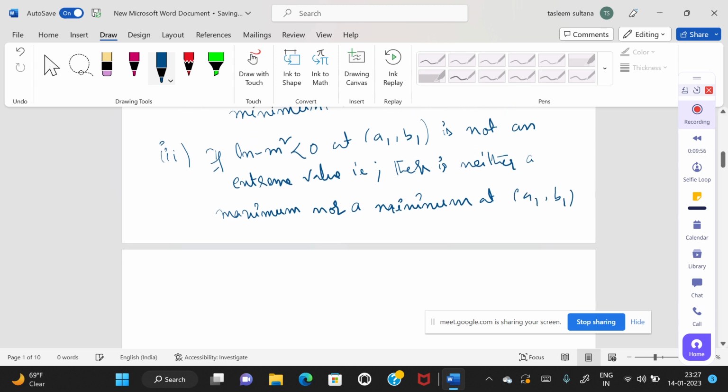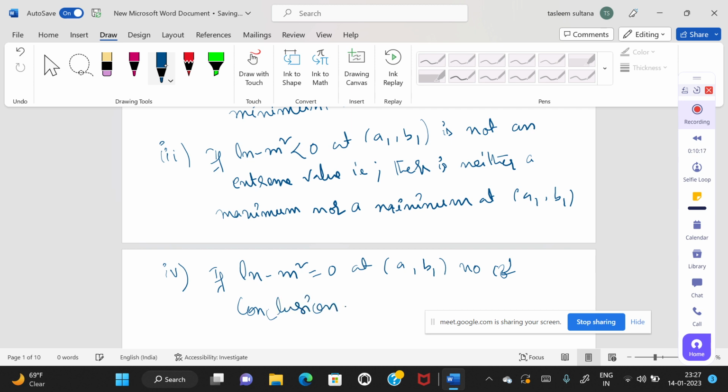Next, the fourth case: if LN − M² is equal to 0 at (a1, b1), there will be no conclusion. You're not going to have any conclusion for that one. It's clear what you have to do here.